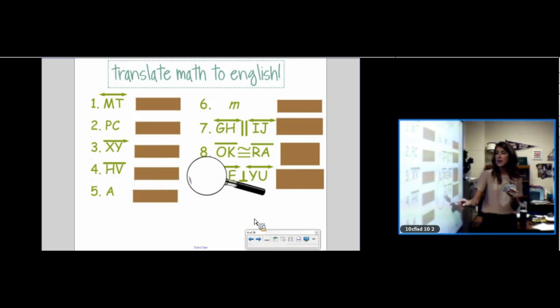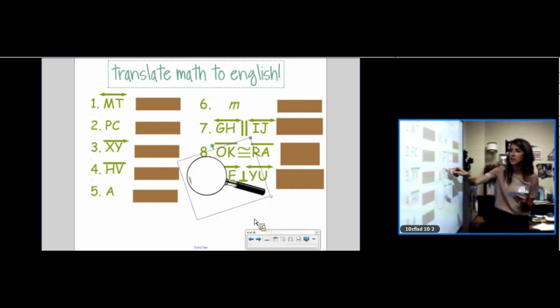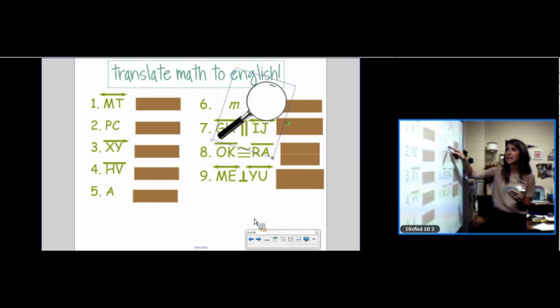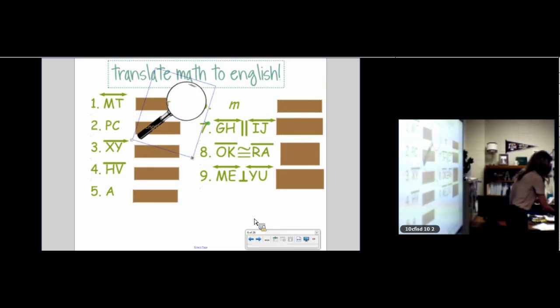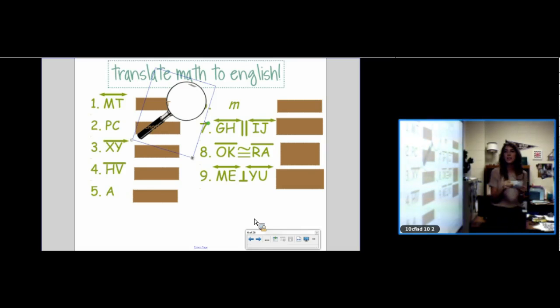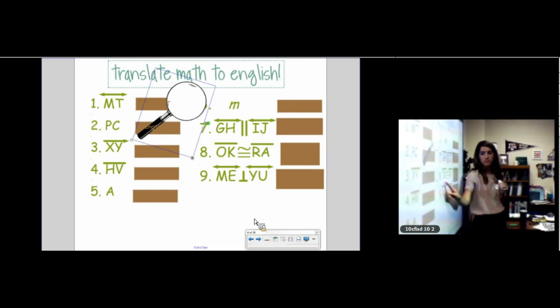Very good. Trinity, number 6. Line M. That one was kind of tricky. But a lowercase italicized letter is actually a line. Very good. Seth, number 7. Can you read this whole sentence? Perfect! Line GH is parallel to line IJ. Richard, number 8. Segment OK. Congruent. Beautiful. And Michelle, number 9. Perfect. Very good. Moving on.